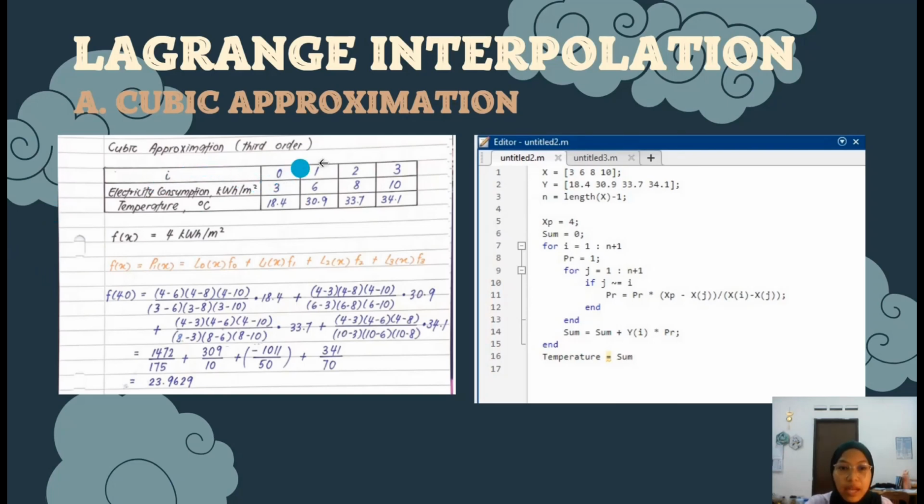Next is cubic approximation. There are 4 points given when we want to find using cubic approximation. So this is the formula. And we get 23.9629 degrees Celsius. So this one is our simulation to find the cubic approximation.